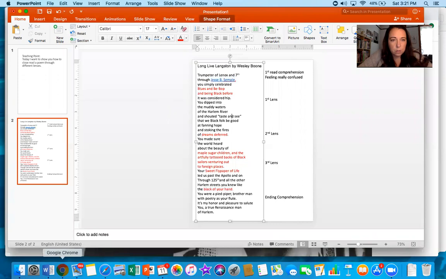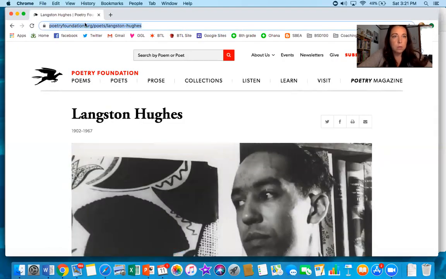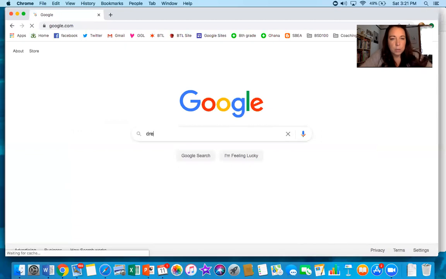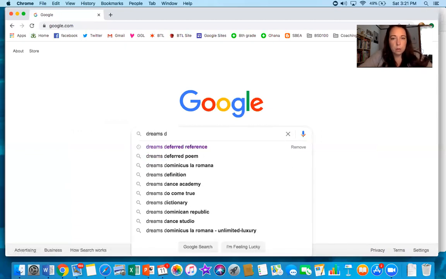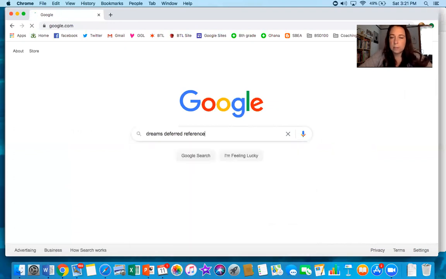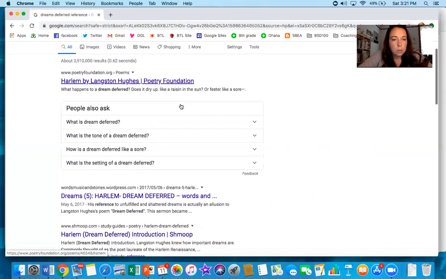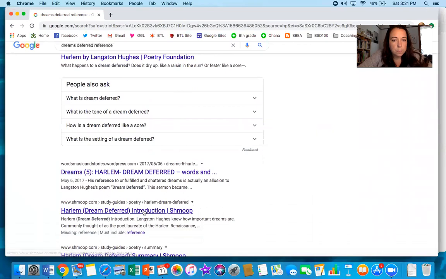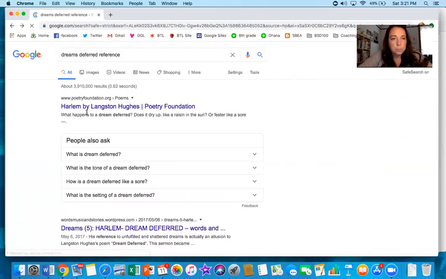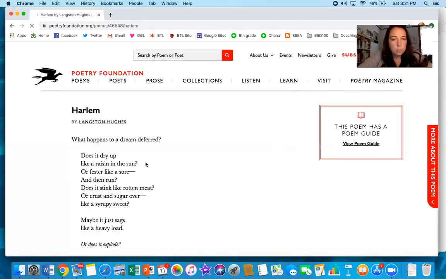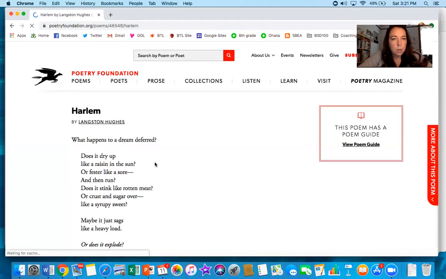Dreams deferred. Let's come back over here to Google and check on dreams deferred. Oh, and see reference. Maybe that's another way to say allusion, to reference something. Harlem by Langston Hughes. Okay, so here's a poem called Harlem.